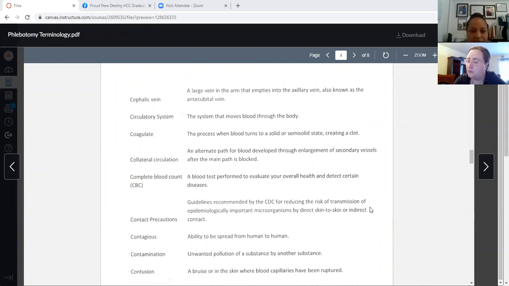Okay, cephalic vein, that is a large vein in the arm that empties into the axillary vein, also known as the antecubital vein. Circulatory system, you want to highlight circulatory system. That's the system that moves blood through the body. All right, coagulate. You want to highlight coagulate. The process when blood turns to a solid or semi-solid state, creating a clot.